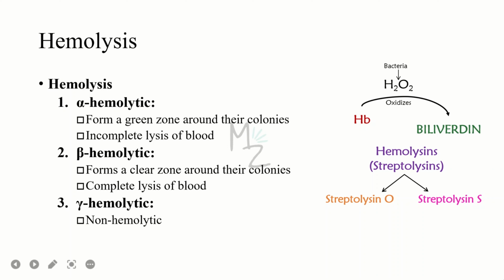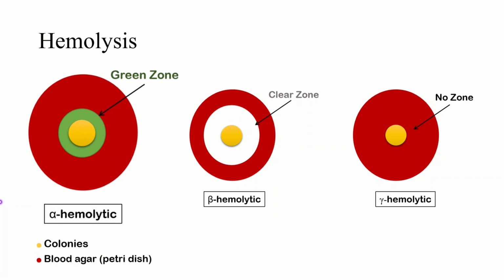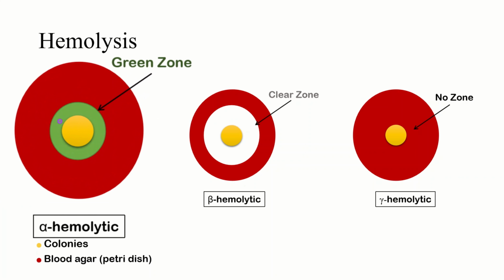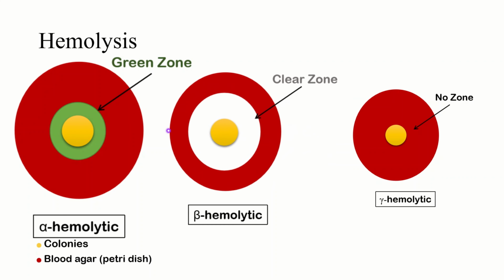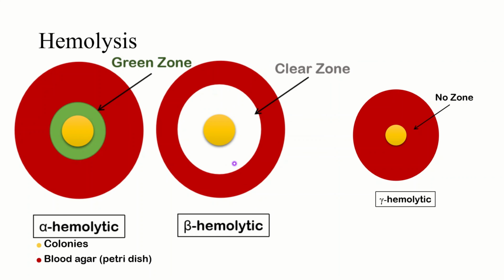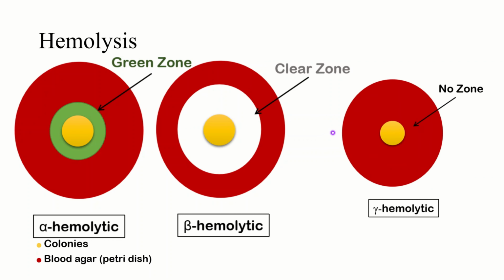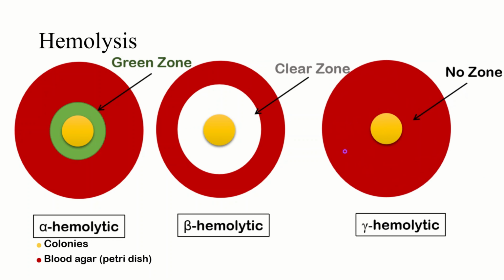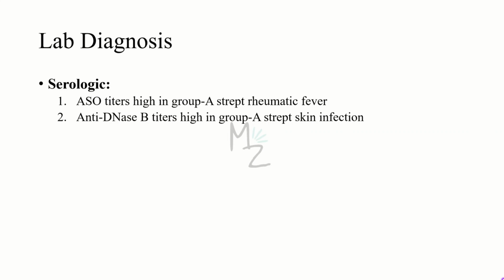Some streptococci are non-hemolytic, and these are the gamma hemolytic. If we look at the alpha hemolytic bacteria, it has got green zone around its colony because of partial hemolysis. And if we look at the beta hemolytic bacteria, it has got this clear zone due to complete hemolysis around its colony on the blood agar. And if we look at the gamma hemolytic bacteria, there is no zone, neither green nor clear, because it is responsible for no hemolysis.